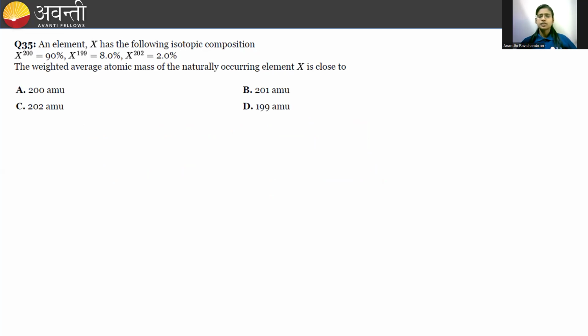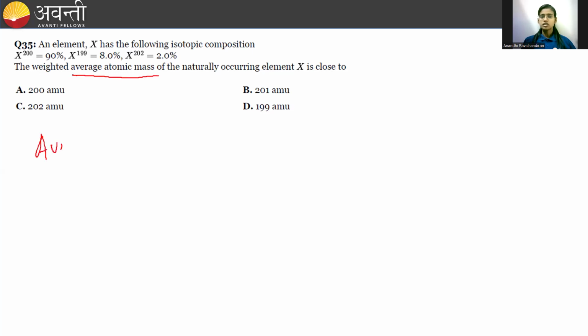Question number 35. An element X has the following isotopic composition. So the given atom X has 3 isotopes. One is with mass 200 and the composition is 90%. The second isotopic mass is 199 with 8% composition. And the third isotope of X has the mass 202 with 2% as the composition. So the weighted average atomic mass of the naturally occurring element X is close to.